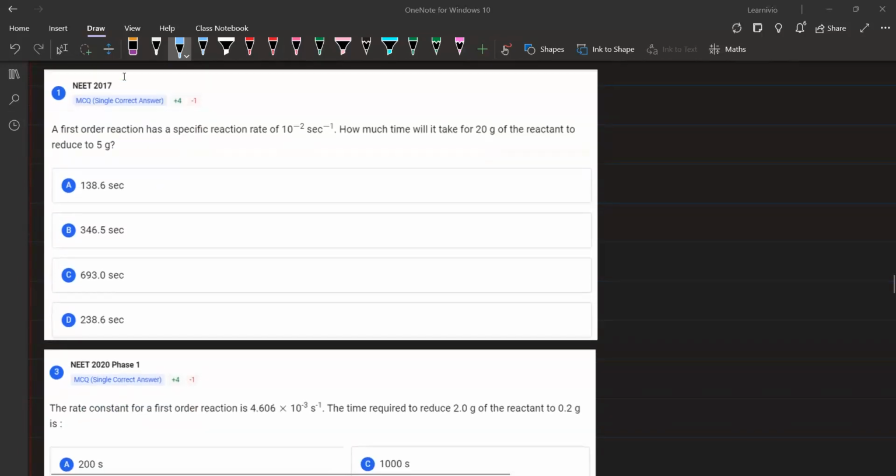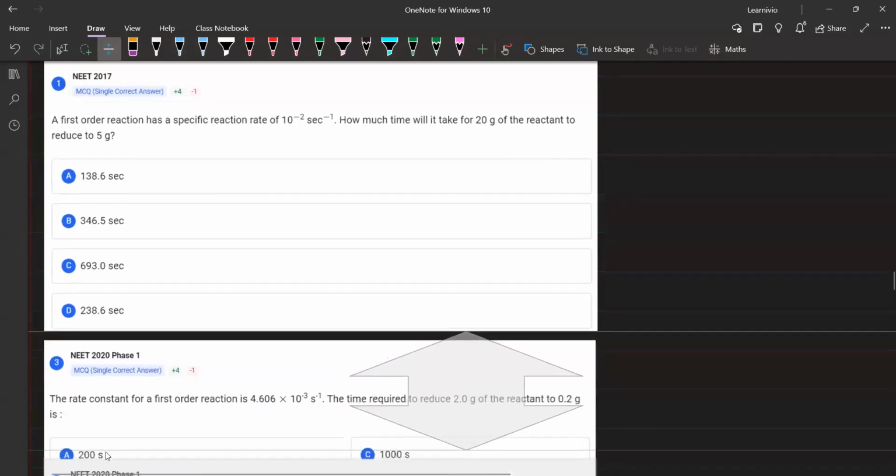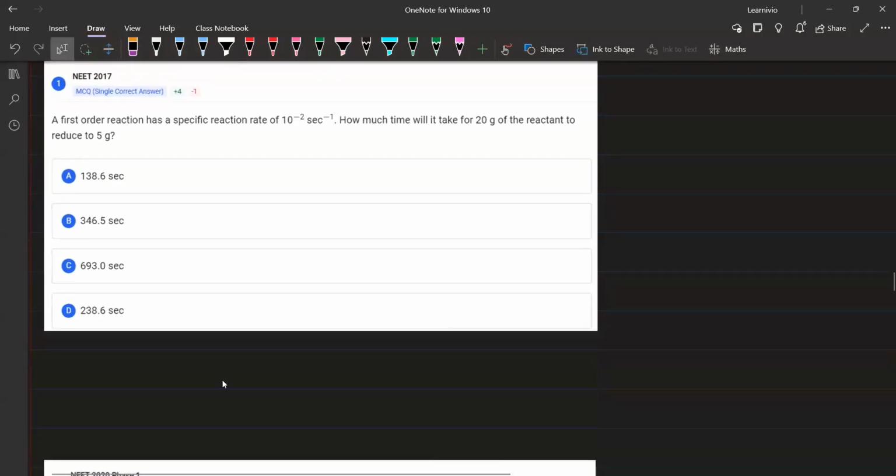Try this question. A first order reaction has a specific rate reaction. Specific rate reaction is just another name for rate constant. How much time will it take for 20 grams of the reactant to reduce to 5 grams? So 20 grams is your A naught, 5 grams is your A. They are asking for the time.